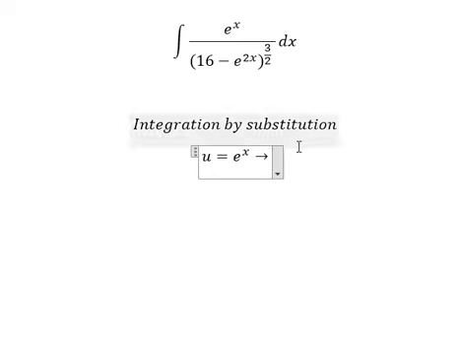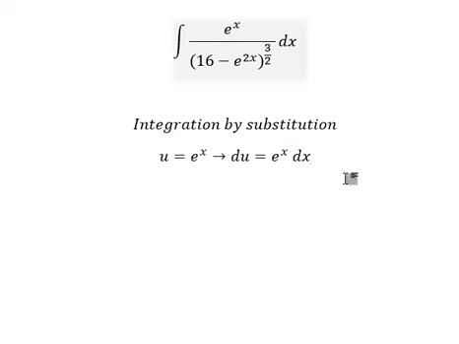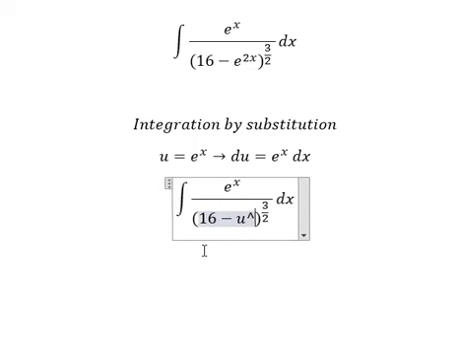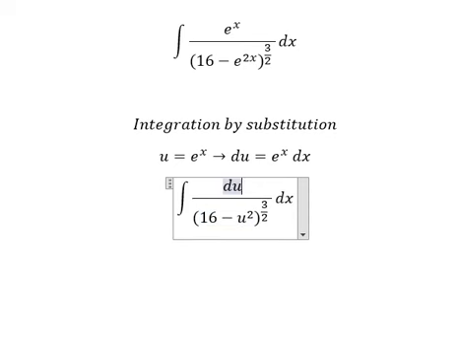Next, we need to take the first derivative of both sides, and we have du equals e to the power of s ds. This one we change for u, and we have u squared, and e to the power of s ds we change for du.